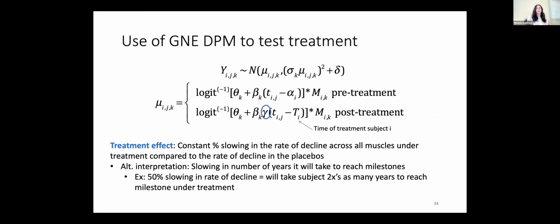And this is just to show you the math behind how we introduce that treatment effect into our GNE disease progression model. Here we introduce a slowing, for example 4% slowing, in the rate of decline across all muscle groups. So this is assumed to be common across all muscle groups. This is not assumed to be an absolute delta that's common across time. So we don't say, for instance, that across time we expect the treatment to be different from control by, say, 20% across time.